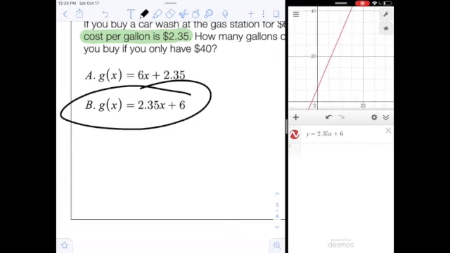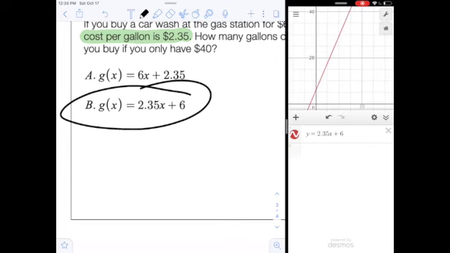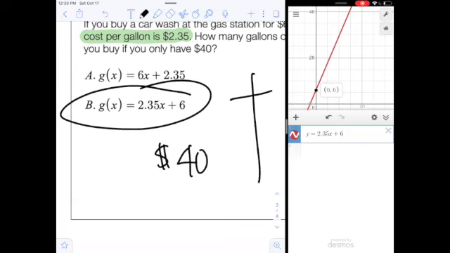Our graph is way down here. Okay, I'm going to zoom out a little bit. So no matter what, we've got this point right here. That is your starting cost, right? After that, getting no gallons of gas. So we want to look at it and say how many gallons of gas can you get if you've got $40? So on our table, this 40 is going to be on the y-axis because that's our money. So I'm going to go up to my 40 over here.